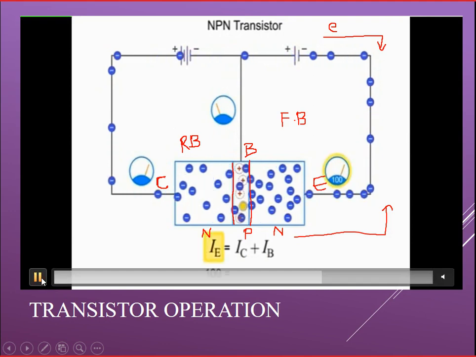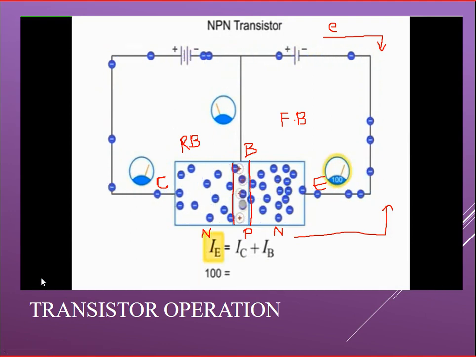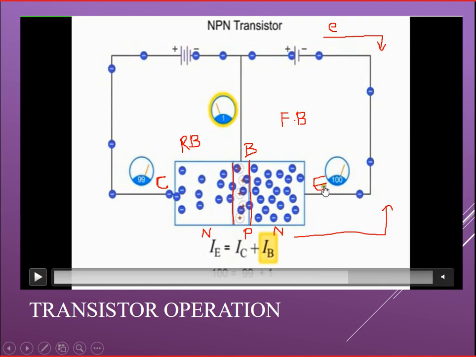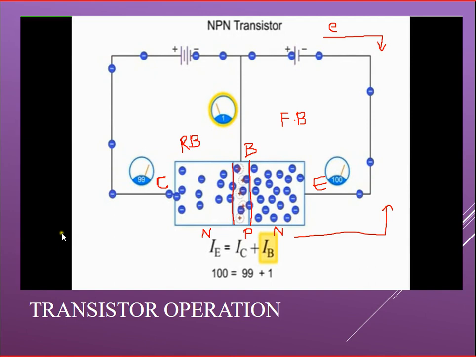So likewise the electrons start to flow, so the current will be here. Here also they are representing it using that current. Listen here, if the emitter current is 100 milliamps, the collector current will be 99 and the base will be 1%, very less. Based upon this ratio they will calculate beta. Beta represents the amplification factor, so how much it is amplifying.